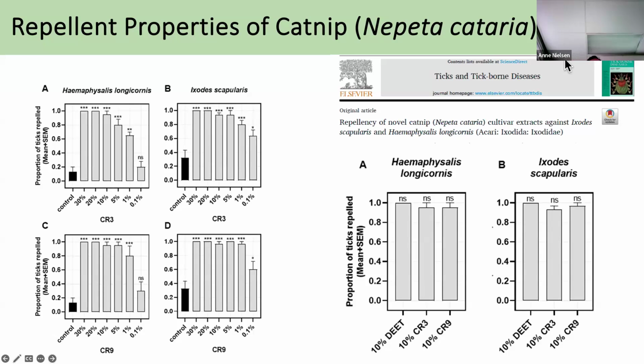We were also interested in comparing these extracts to repellents that are already used in the market, like DEET. So we used 10% DEET, CR3.9 and CR3.3, because DEET 10% is typically the minimum that you find in repellent products. And we didn't see any differences when we compared the three of them, at least in these in vitro experiments, neither for Haemaphysalis longicornis, nor for Ixodes scapularis.